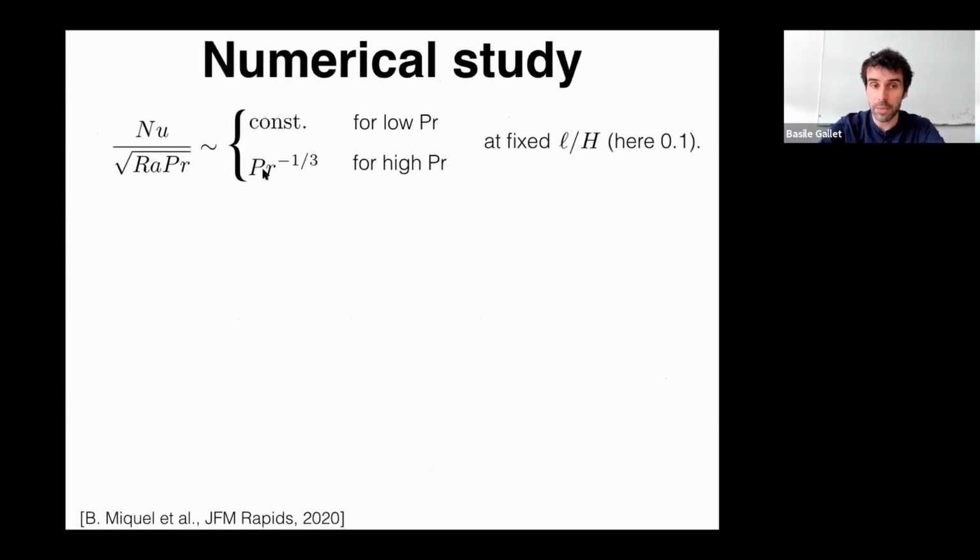So Benjamin Miquel, who's a postdoc working with me, used his own code to validate that numerically. And so what I'm going to show you is the Nusselt number divided by square root of Rayleigh times Prandtl, so divided by the mixing length prediction. L/h is fixed in that study to 0.1. So for low Prandtl number, we've predicted that the mixing length scaling regime should hold, and so we should get a constant here. For high Prandtl number, we've predicted that Nusselt instead scales as a Prandtl number to the power 1/6, so we should have a Prandtl number to the -1/3 here.